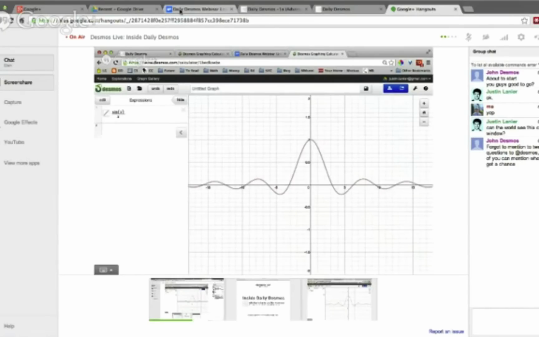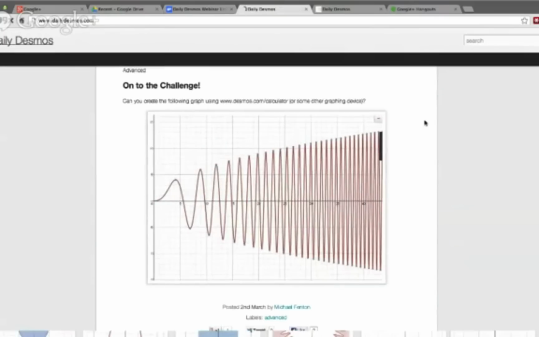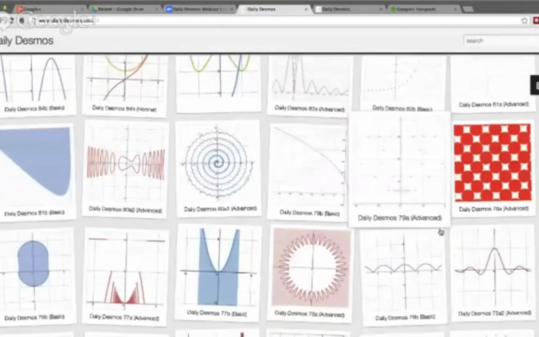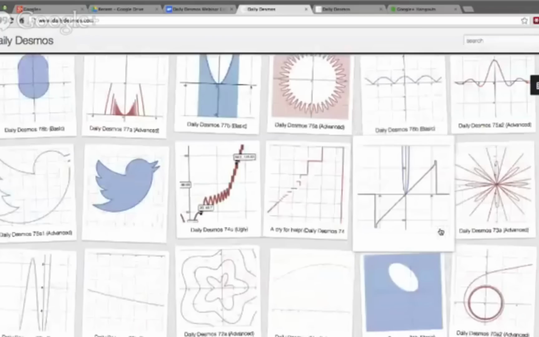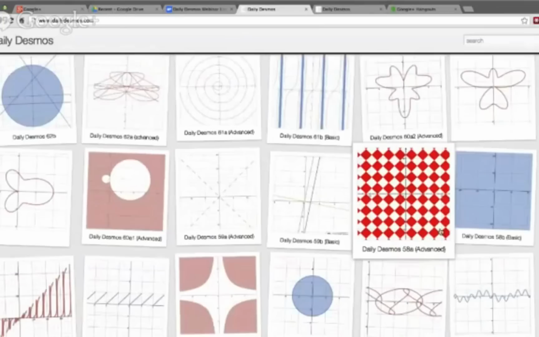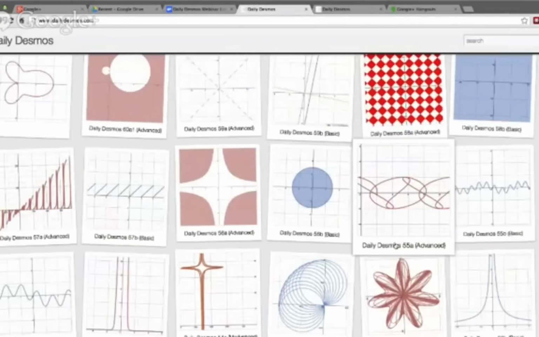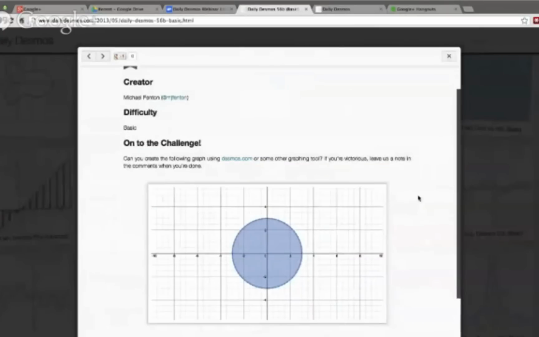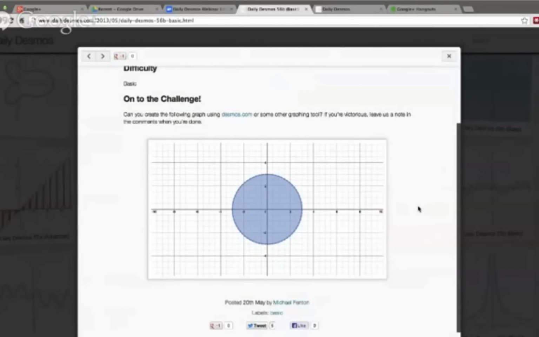So I'll go to desmos.com. And let's click on another one. Let's look at a sort of older one, maybe. So we can go down. So every day there's 2 of them. So there's a pretty basic one. So this would be Michael Fenton posted this one. Pretty basic one. The trick here, I think, for students would be finding the correct radius for this circle. They'd have to know to use an inequality.